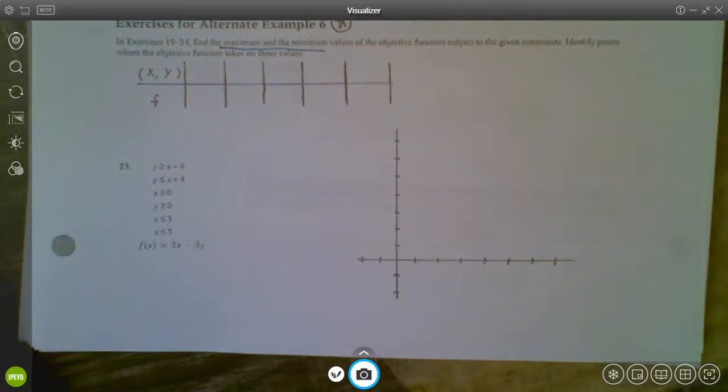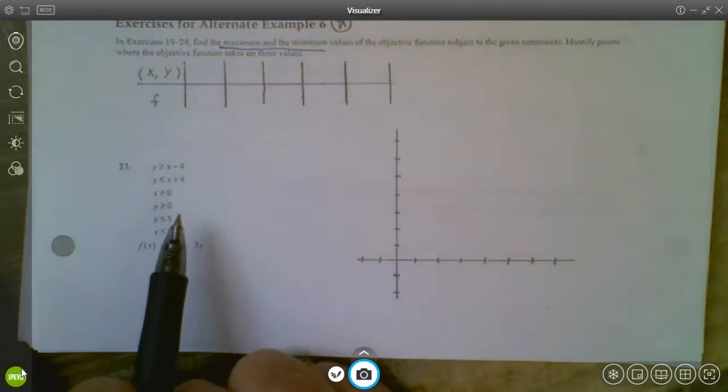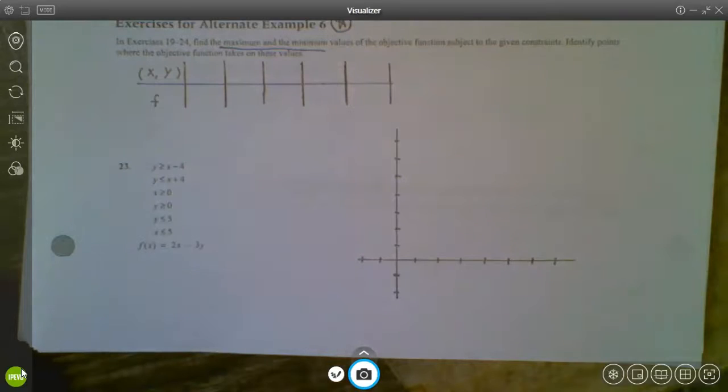All right, so for this one, here is our objective function, 2x minus 3y. So right here you are seeing the objective function, and then these 5, 6 graphs are the constraints acting upon it. So we got to start by graphing these guys and identifying where is the shaded area within those constraints.